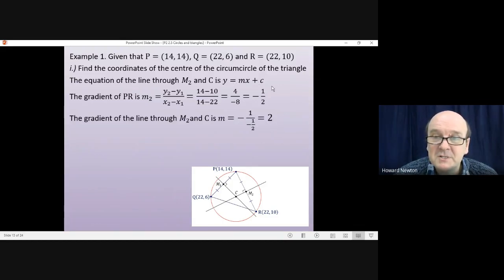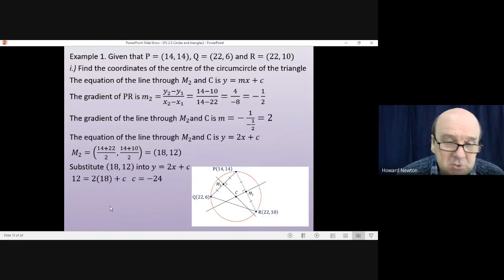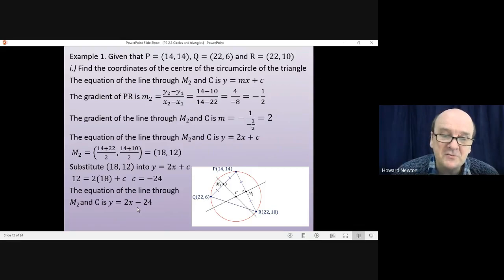That I can substitute into the equation of the line, y equals mx plus c, which gives me y equals 2x plus c. To find c, I need to know the coordinates of a point on the line. That'll be M2 this time. That's the average of the x coordinates and the average of the y coordinates, which gives me (18, 12) for M2. I then substitute that into the line y equals 2x plus c, which gives me 12 equals 2 times 18 plus c, and c equals minus 24. So the equation of the line through M2 and C is y equals 2x minus 24.